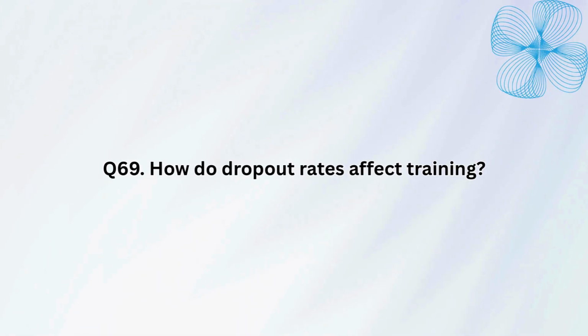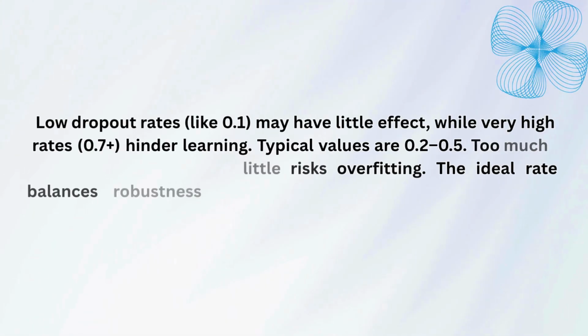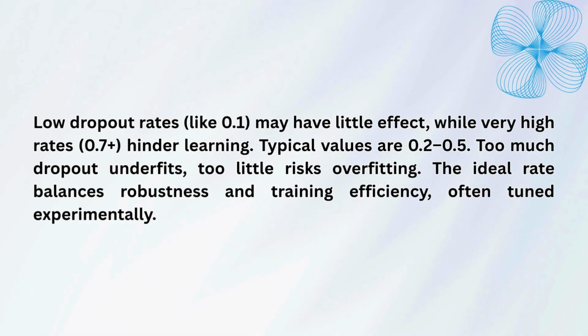How do dropout rates affect training? Low dropout rates, like 0.1, may have little effect, while very high rates, 0.7 plus, hinder learning. Typical values are 0.2 to 0.5. Too much dropout underfits, too little risks overfitting. The ideal rate balances robustness and training efficiency, often tuned experimentally.